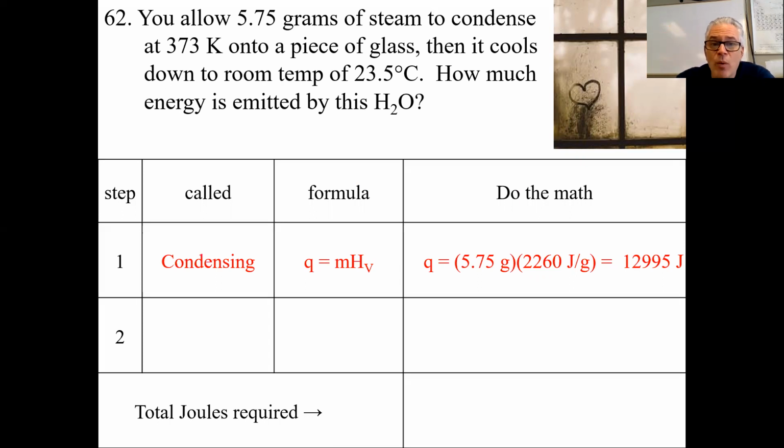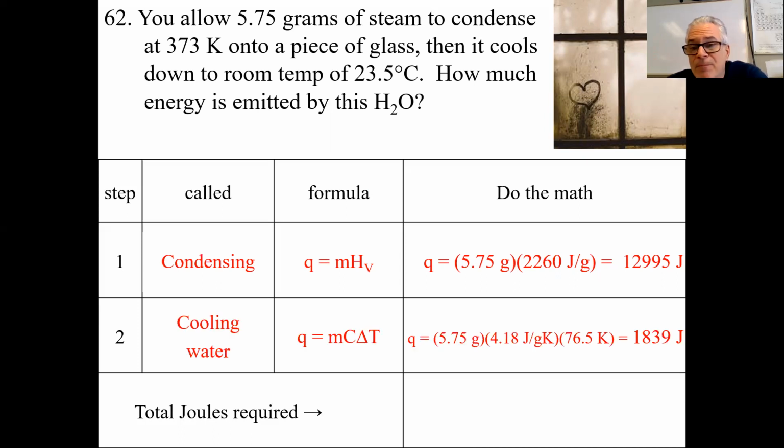To bring it down to 23.5 degrees centigrade, to cool the liquid with a temperature change, we have to use Q equals mc delta T. Now, the Q is the joules. We're going to work that out. The mass is still 5.75 grams. The middle, 4.18 joules per gram dot Kelvin. I took the dot out of there because I couldn't fit it, but it really is dot Kelvin. And the delta T is the difference between 100 and 23.5, which is 76.5. So in order to cool it, it releases an additional 1839 joules.